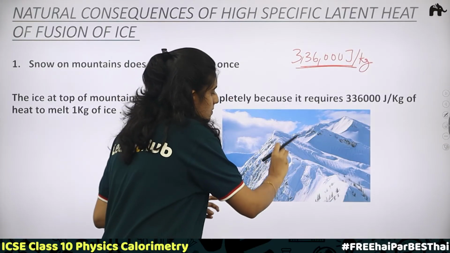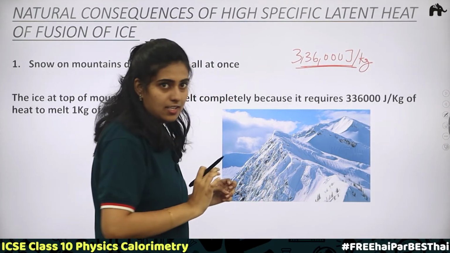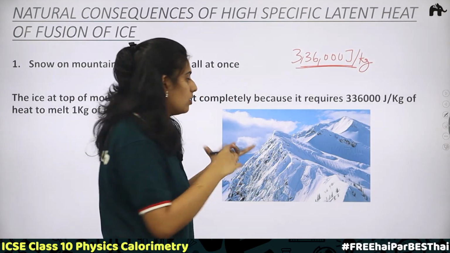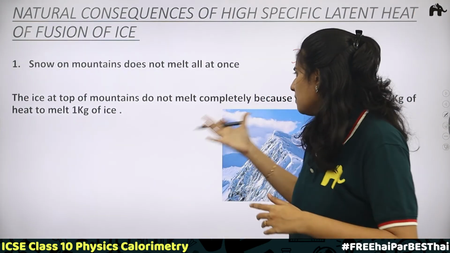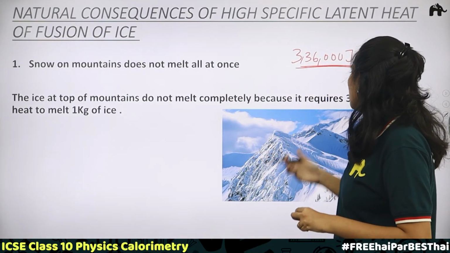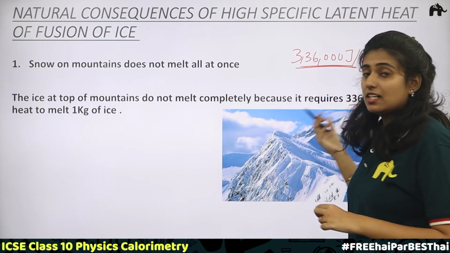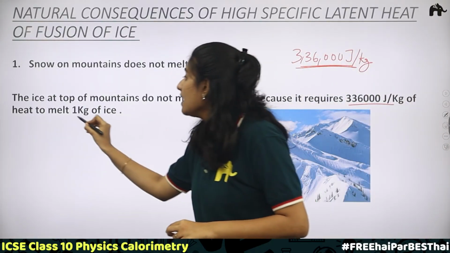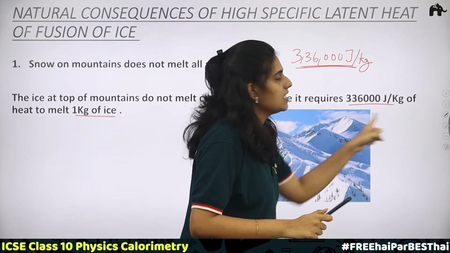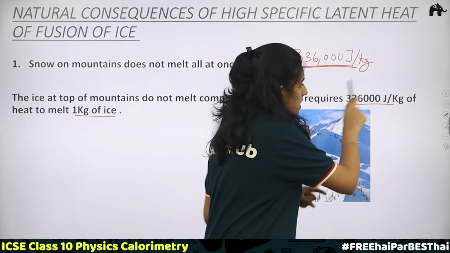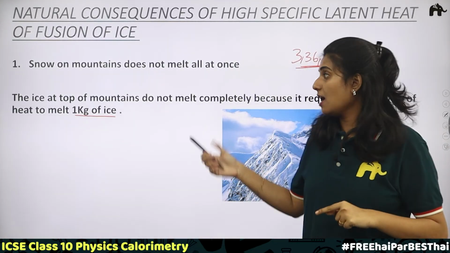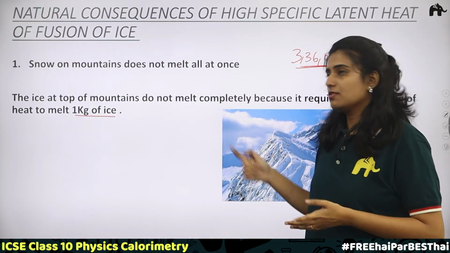So here, since the specific latent heat of ice is very high, now what happens? The conversion to water won't take place easily. Okay, that doesn't occur very easily. Only a small amount will be getting converted. So the ice at top of mountains do not melt completely because it requires this much, that is 336,000 joule per kilogram of heat to melt 1 kilogram of ice. If there is 1 kilogram of ice, this much of heat energy is required. The sun can provide this much of heat energy just to melt 1 kilogram. Okay, only then it gets converted to water. If this doesn't happen, that is if it is a very low value, then floods will be created in the rivers.